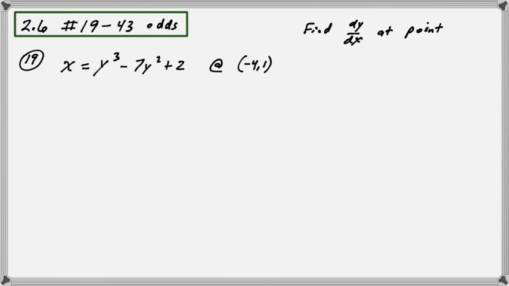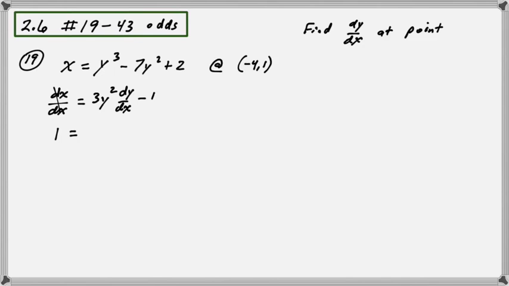Okay, I think we're going to make the assignment 2.6, 19 to 43 odds. For 19 and 21, they want us to find dy dx at a specific point. That usually involves just finding dy dx. Many times it's implicit. The derivative of x with respect to x is dx dx, or 1. The derivative of y to the third power: base, 1 less power, derivative of the base, is 3y squared dy dx.